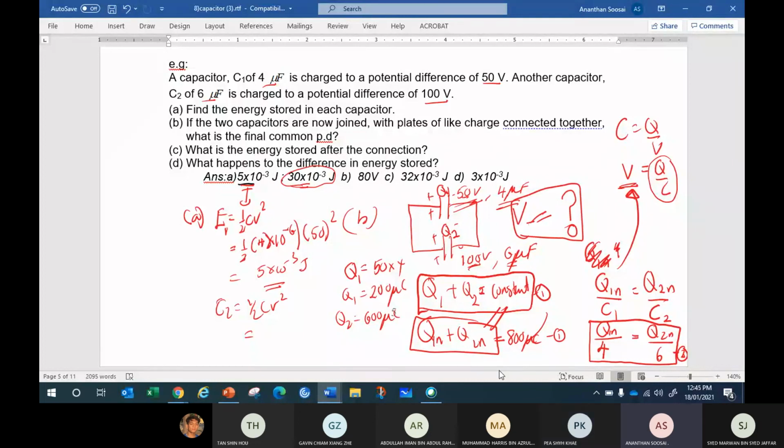Okay, can you find now Q1n, how much? You see, you have the first equation here: Q1n plus Q2n equals 800. Qn over 4, Q2n over 6 is the same. So can you find? It's a simultaneous equation, right?